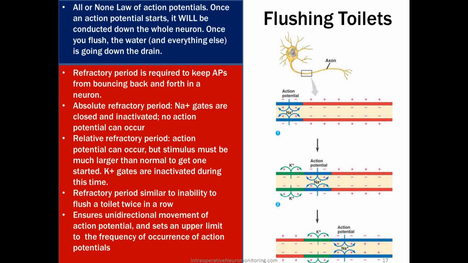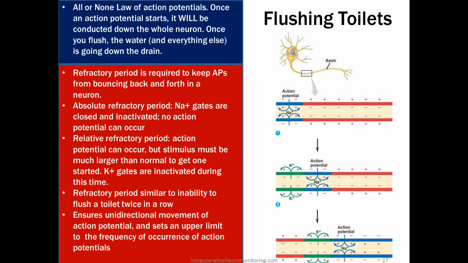Refractory period is required to keep action potentials from bouncing back and forth in a neuron. First portion of that refractory period is called the absolute refractory period. Sodium gates are closed and inactivated. No action potential can occur at that time. So back to the toilet, you flushed it, it sucked all the water down. We're now in the refractory period. The bowl starts to fill up again on the top, and if you click your little hammer on the side there, your little tab, it's not going to flush again. We're in the absolute refractory period.